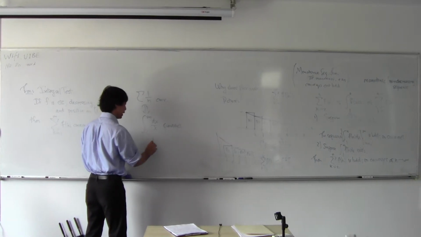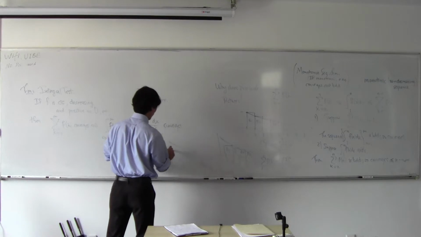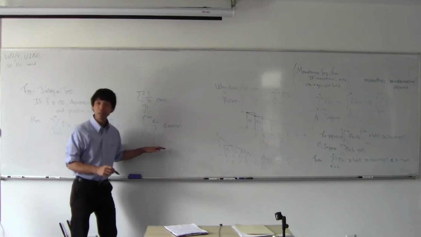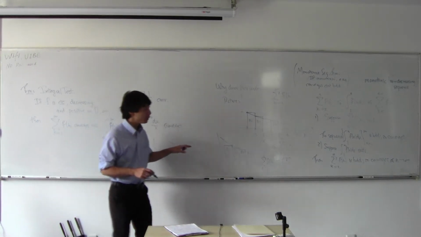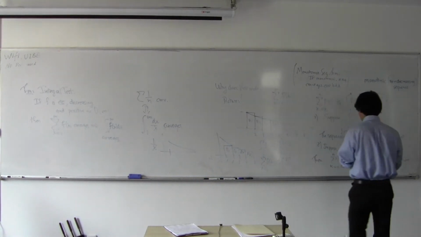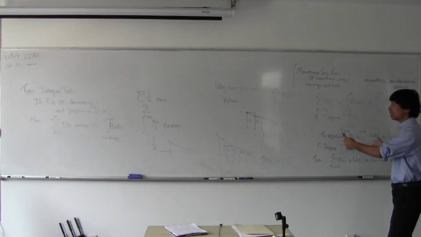Now 1 over x, that's a bounded function, right? From 1 to infinity, 1 over x is a bounded function, right? But the integral is divergent. The integral is infinite. So don't get mixed up here, right? When we're talking here, we're saying that the partial integrals are bounded. That's the partial integral. It's not the function. It's the integral from 1 to n, right?